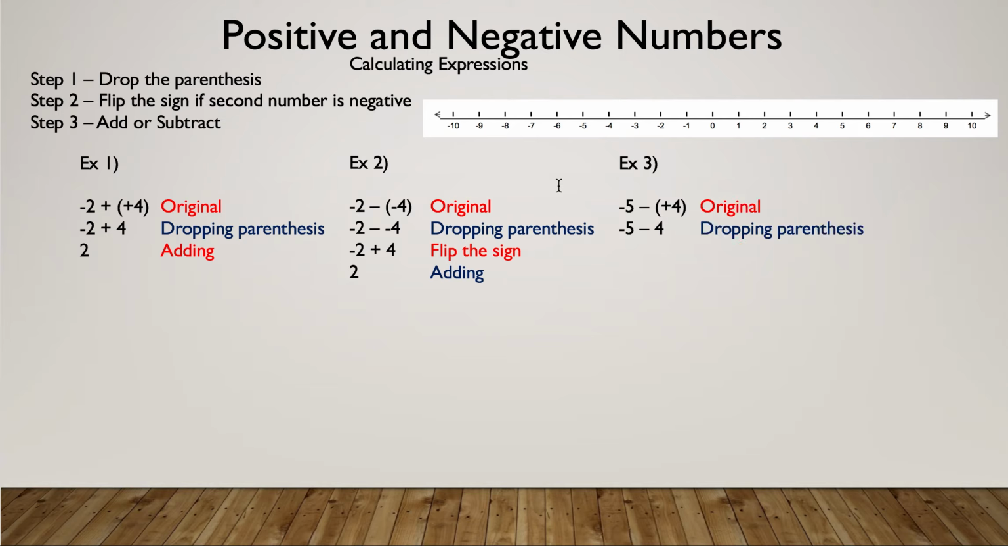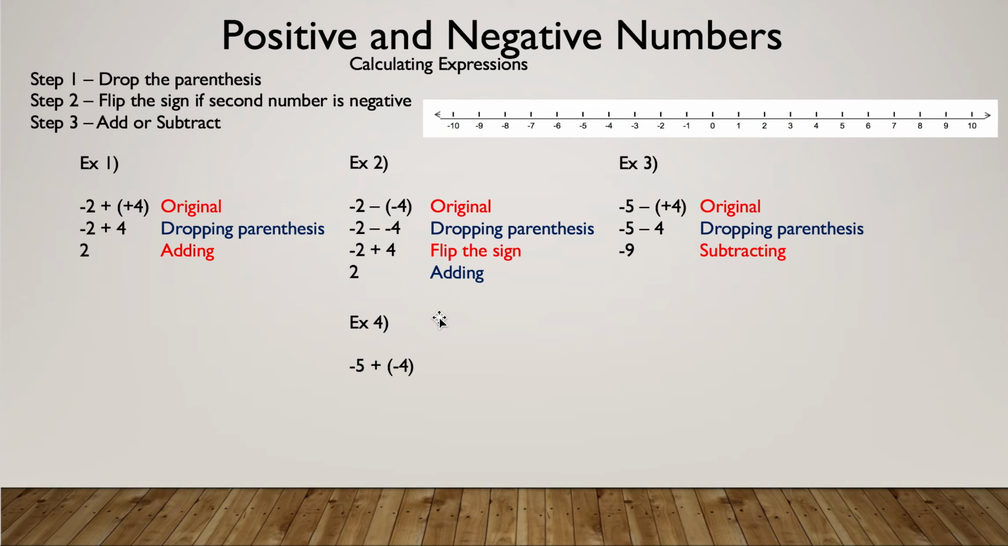We have the original. We're dropping the parentheses and the plus sign because that's repetitive. And then since our second number is positive, we don't need to flip the sign, and we just subtract. And let's see, we get -9. So we're at -5, and we go to the left for 1, 2, 3, and 4, so we're at -9, which is correct. Let's look at example 4.